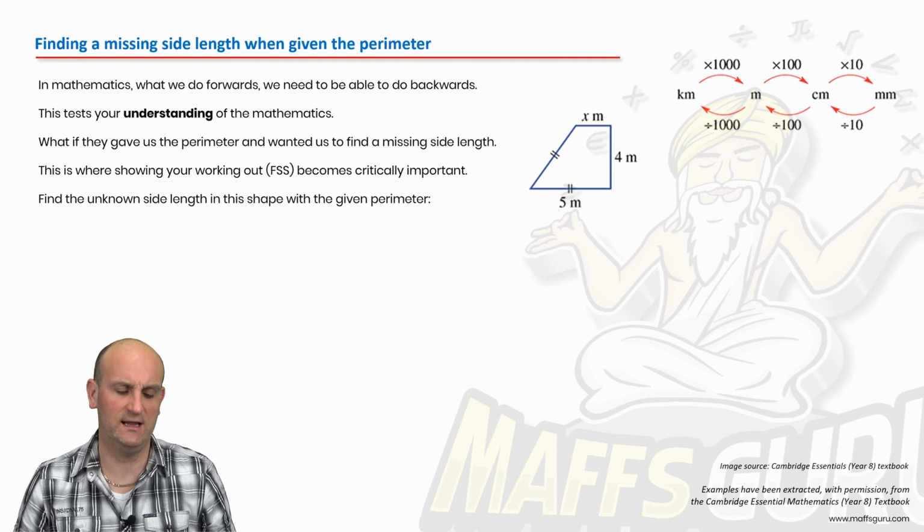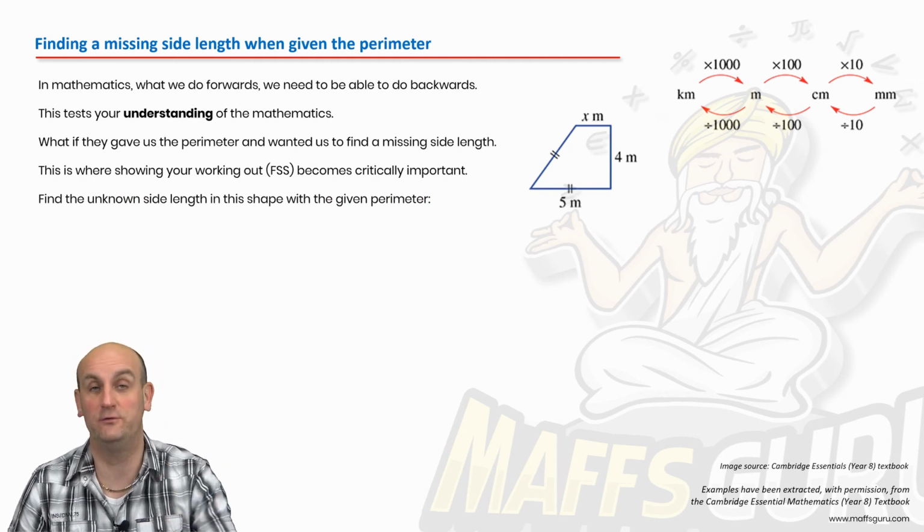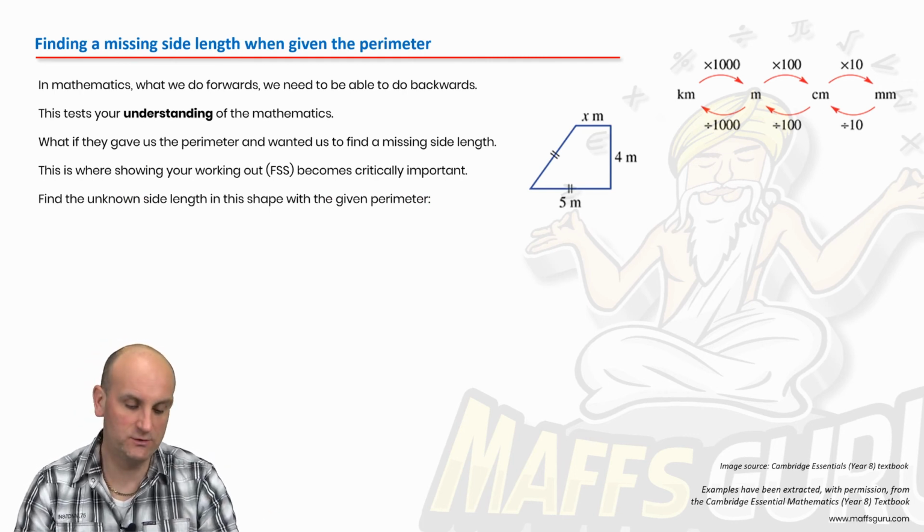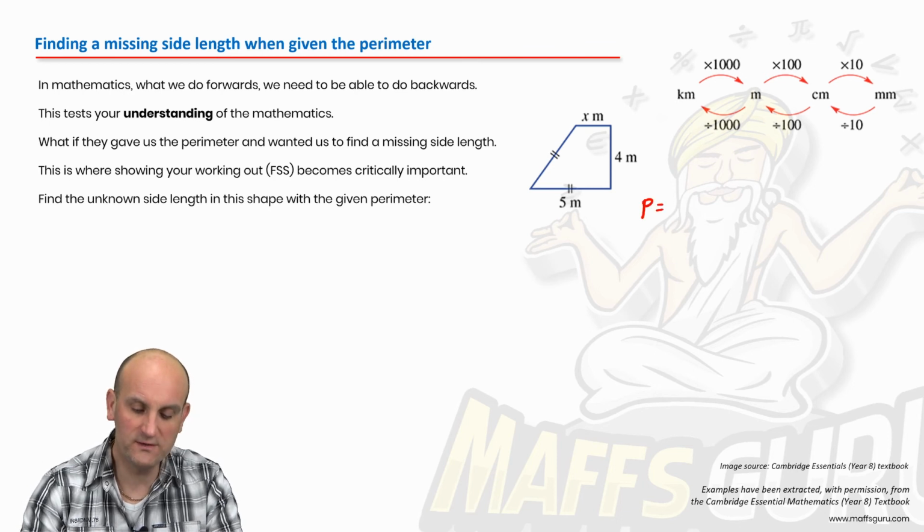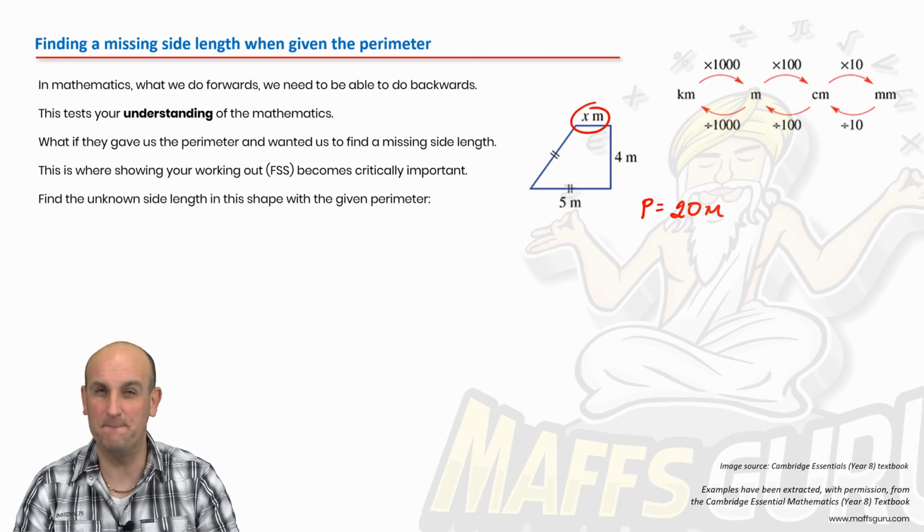Find a missing square side length when given the perimeter. Now, we have to be able to do stuff backwards. And in this situation, what if I told you the perimeter of this shape was equal to 20 meters? Can we now find the value of x? Can we find that missing value?